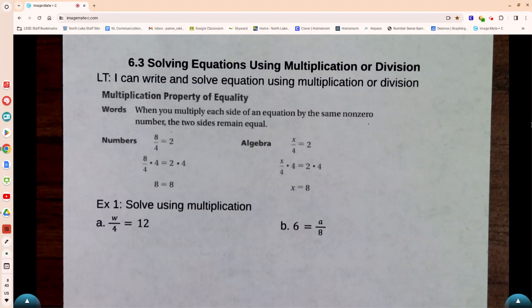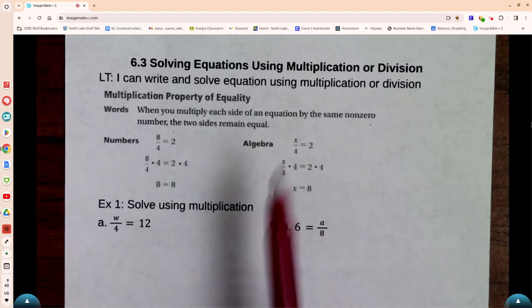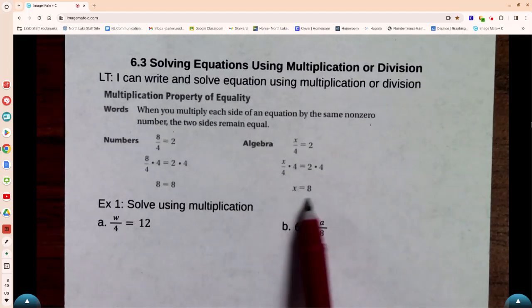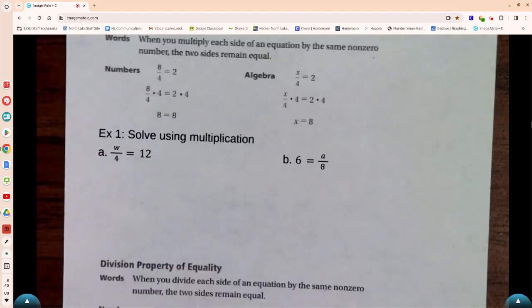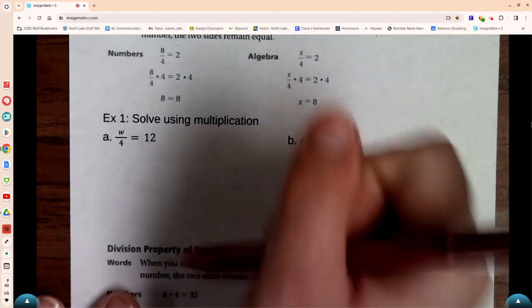Awesome, thank you. So one little definition before we begin is the multiplication property of equality. This says when you multiply each side of an equation by the same non-zero number, the two sides remain equal. So if you multiply both sides of an equation by something that isn't zero, the sides will stay equal or stay balanced. So just like yesterday, learning that whatever you do to one side, you must do to the other if we want it to stay balanced and equal. So like this equation here, showing that when you multiply both sides by 4, you get something that is still equal. So we're going to go ahead and test that out on example 1a.